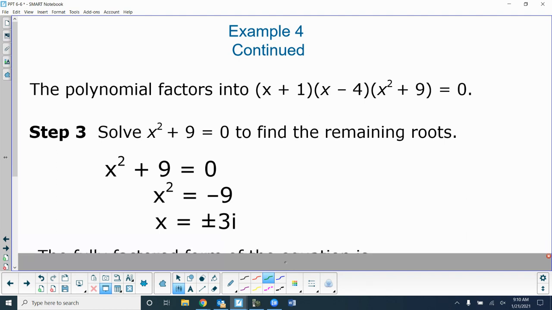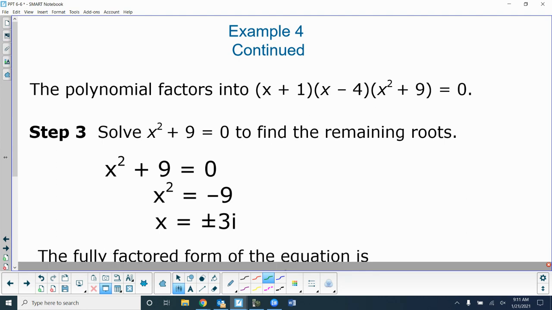What do I do with that 9? Subtract it. What do I do to get rid of the x squared? Square root. What's the square root of negative 9? Plus or minus 3i. Imaginary. That's why we couldn't see it on the calculator. Okay? That's a complex number. It has 2 of them, right? Because they come in pairs.